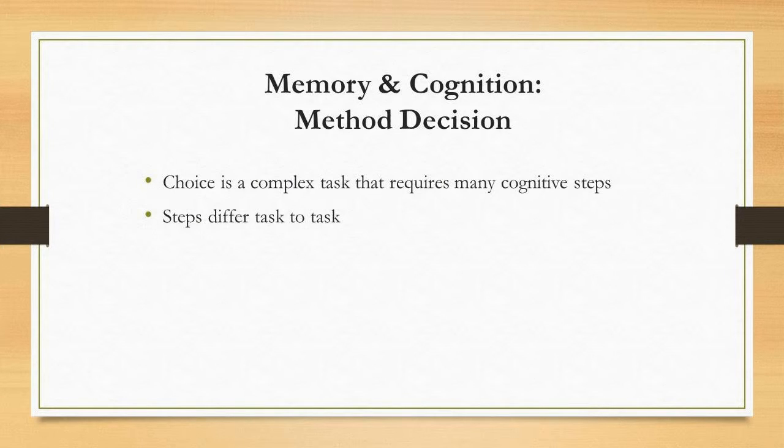Memory and cognition. Method decision. Choice is a complex task that requires many cognitive steps. Steps differ task to task.